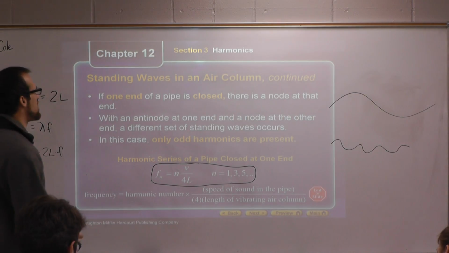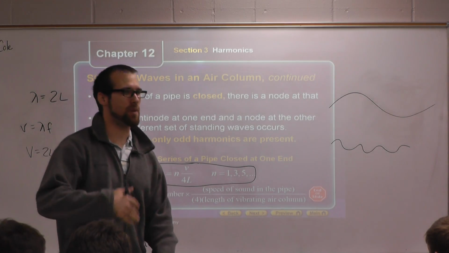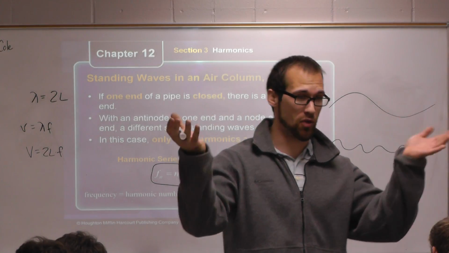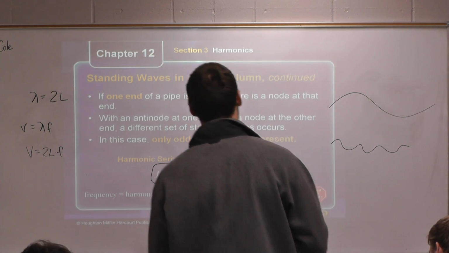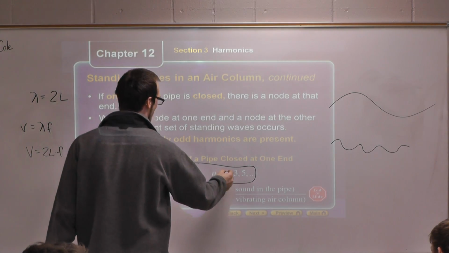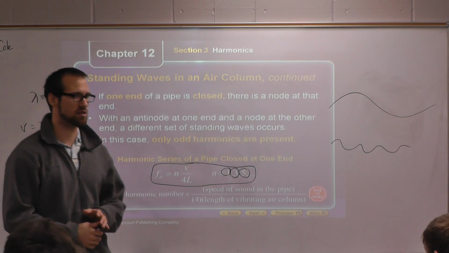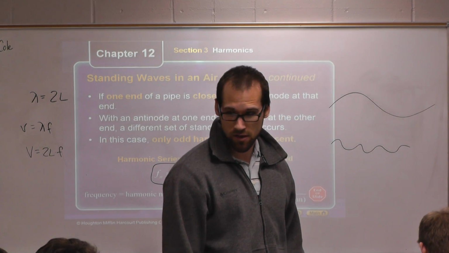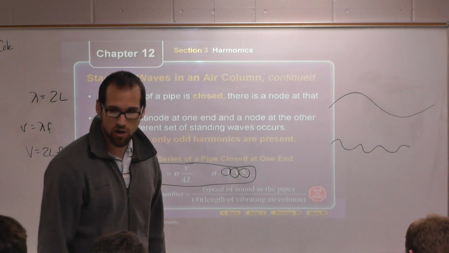When you have a node and an antinode, basically what happens is you skip every other harmonic because you don't have both open or both closed. If you have one open and one closed, it's only every other harmonic. So you will never see the second harmonic, the fourth harmonic, or the sixth harmonic, and so forth. So this is just a modified equation to be able to solve that.